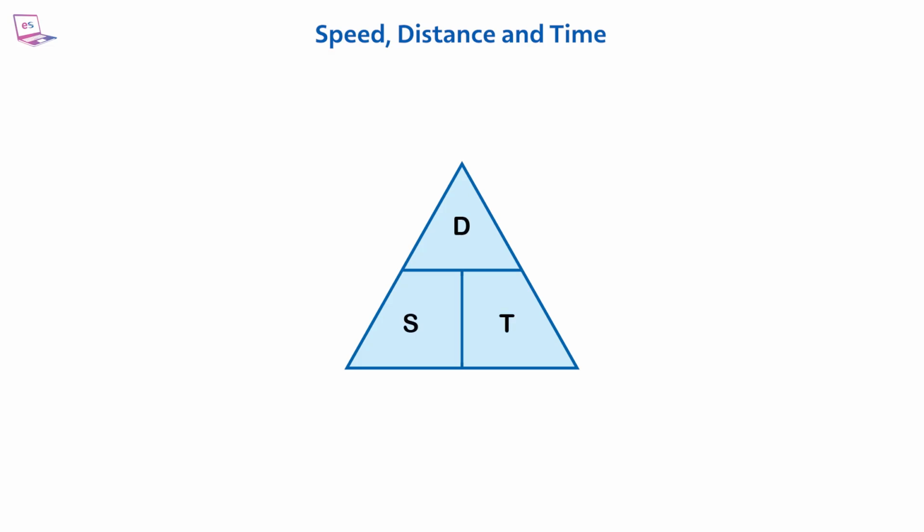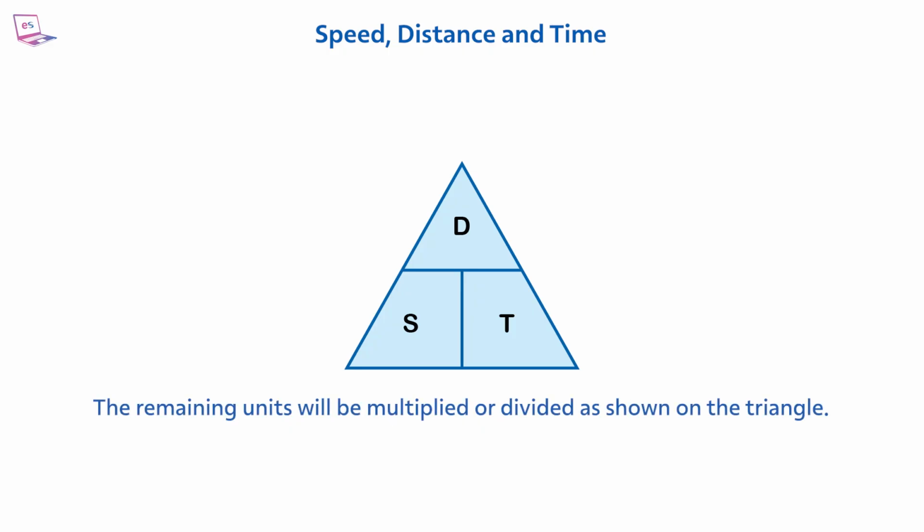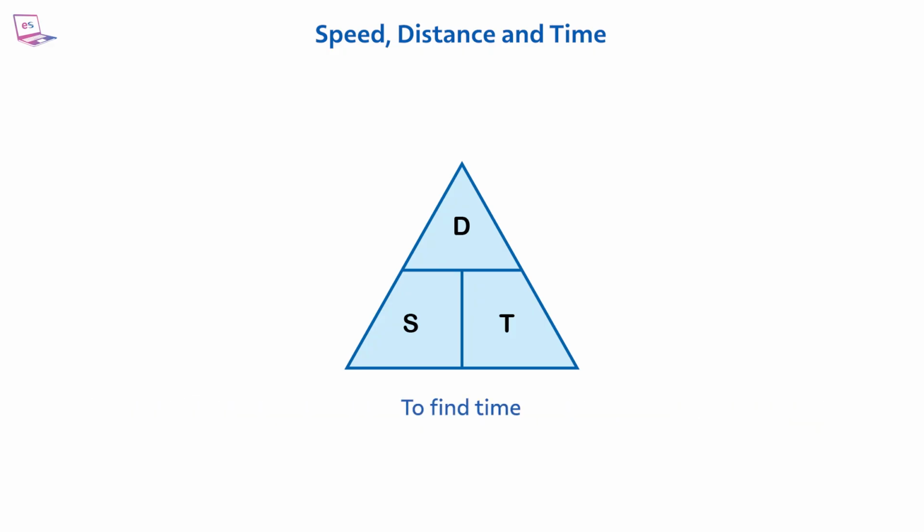A formula triangle will have 3 quantities. If you know any 2 of the 3, you can easily calculate the third one. The formula triangle of speed is like this. How to use the formula triangle? Cover the quantity you want to find. The remaining units will be multiplied or divided as shown on the triangle. For example, to find time, cover the t in the triangle. What do you see? It is d divided by s. So you must divide distance by speed to find time.